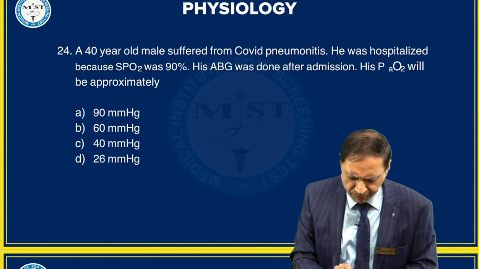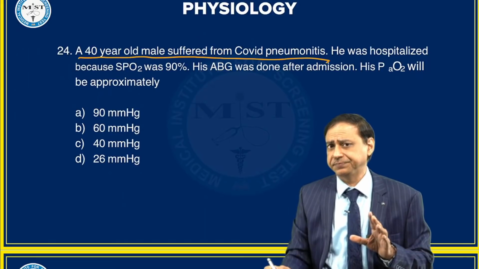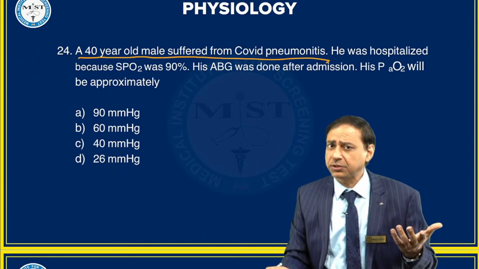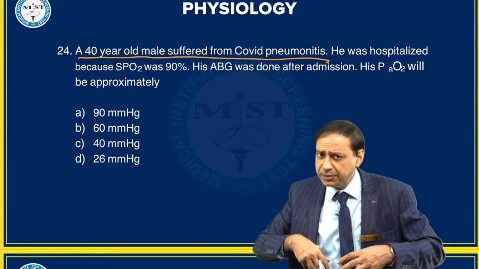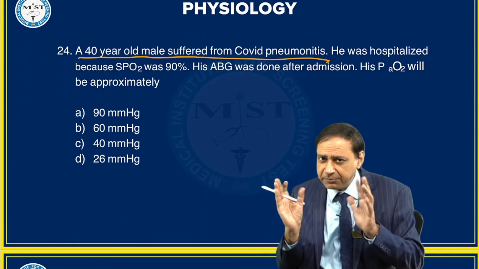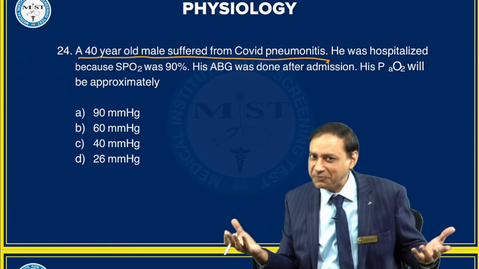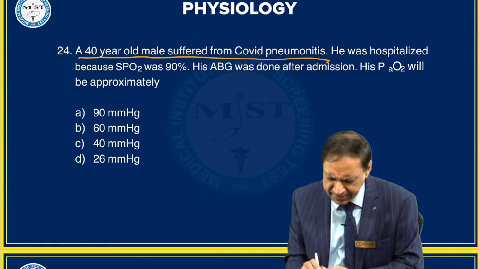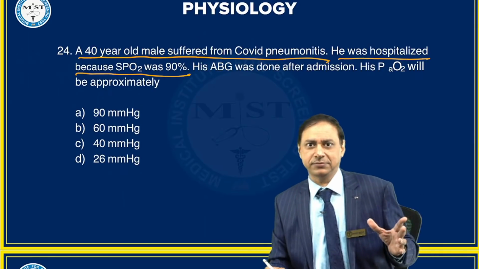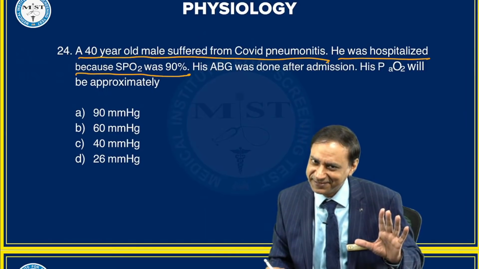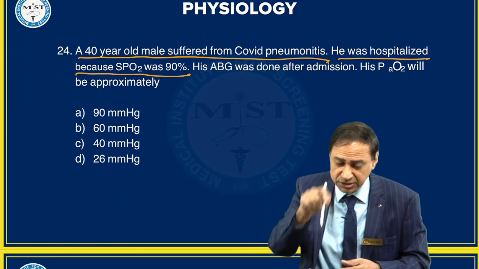Okay. A 40-year-old male suffered from COVID pneumonitis. We have seen a lot of COVID patients. The virus produced pneumonitis. So the alveolar walls were damaged, there was no gas exchange, so blood oxygen will fall. He was hospitalized because oxygen saturation was 90%. All of us have seen this thing, pulse oximeter below 90 in COVID. It was because of pneumonitis, because there was no gas exchange.